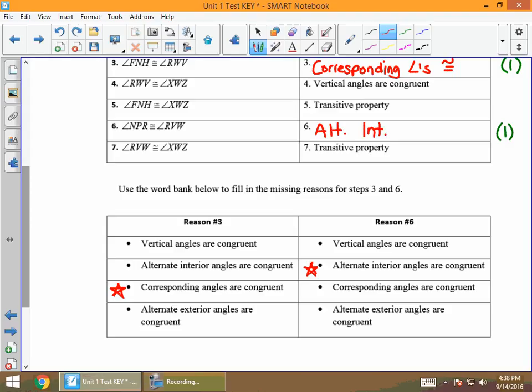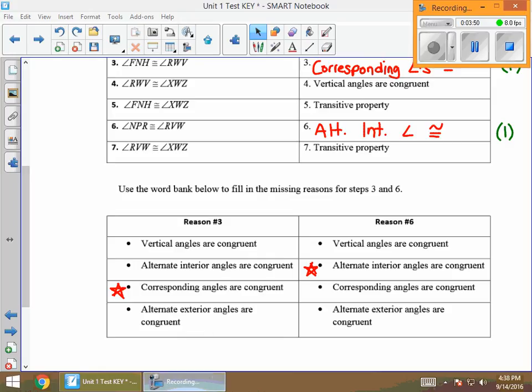interior angles are congruent. So those are the only 2 questions on this page, for a grand total of 2 on page 3. The last video is coming up next.